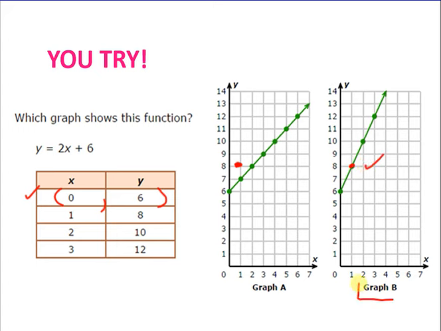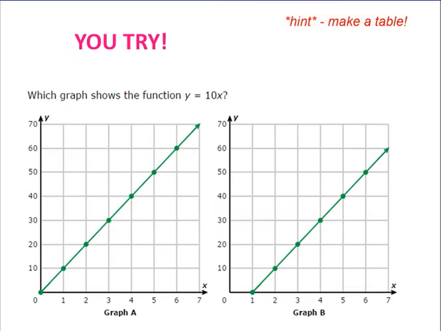Go ahead and hit pause if you're not done. All right, you should have gotten graph B. The first coordinate in this case matched both graphs. So then you had to go on to the second coordinate. The second coordinate was 1, 8. It landed right here on graph A, and it landed right on the line on graph B. So graph B was the correct one. Okay, go ahead and try this one.